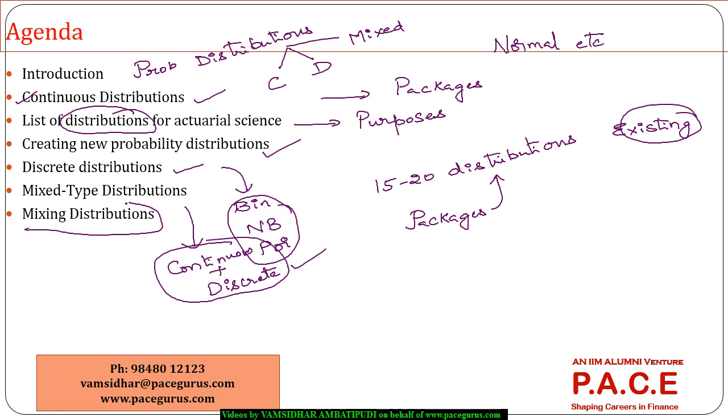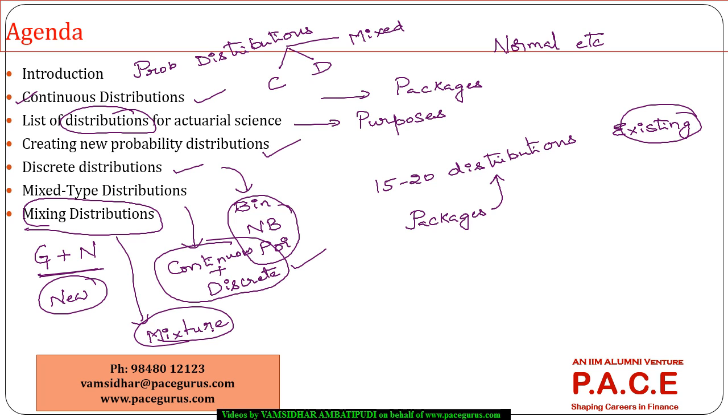And if I have to mix two different distributions, let's say I want to mix a gamma distribution with a normal distribution, how do I really do that and create a new distribution altogether? These are called mixture distributions, where I'm mixing two different distributions for some business purpose. So these are the various things I thought I should take up as part of this session.